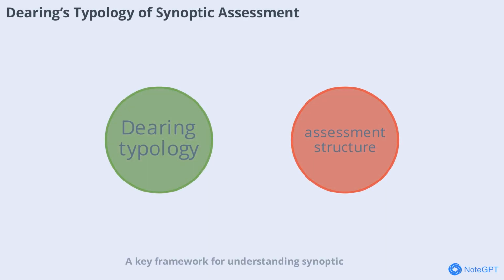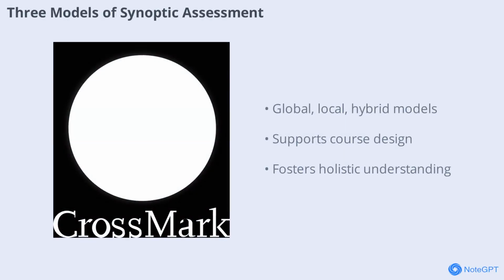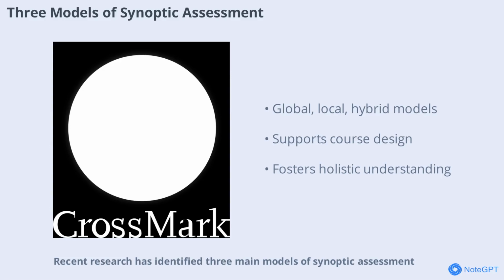A key framework for understanding synoptic assessment comes from Deering's 1996 review, which identified 6 structural approaches. These range from embedding synoptic elements in all modules to having a dedicated synoptic module or a final synoptic exam. While this typology highlights the diversity of possible configurations, it mainly serves as a classification system. It doesn't fully address how these structures relate to different subjects or course types, pointing to the need for more interpretative frameworks. Recent research has identified 3 main models of synoptic assessment: global synopticity, local synopticity, and hybrid synopticity.